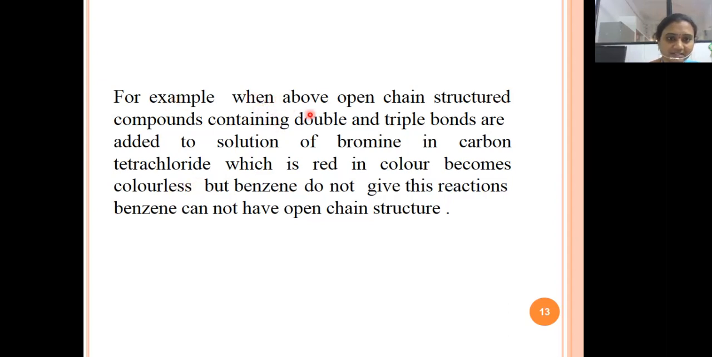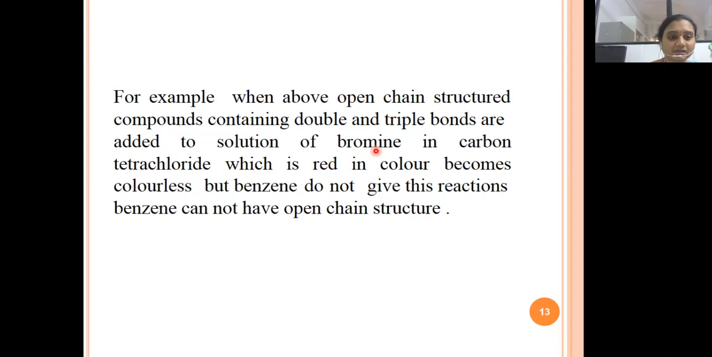Actually, this is the addition reaction. Double and triple bonds are added to a solution of bromine because the bromine will go and add to the open chain structure. There is no such possibility in the case of benzene because benzene cannot have an open chain structure. It is in the form of a cyclic structure. So that is why addition reactions are not possible in the case of benzene.